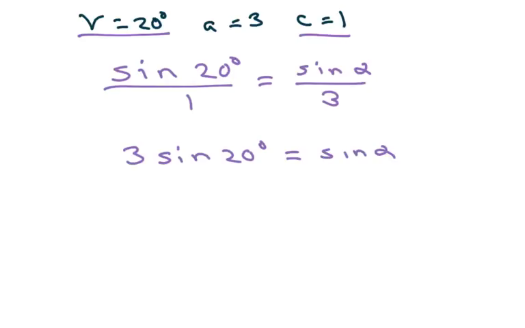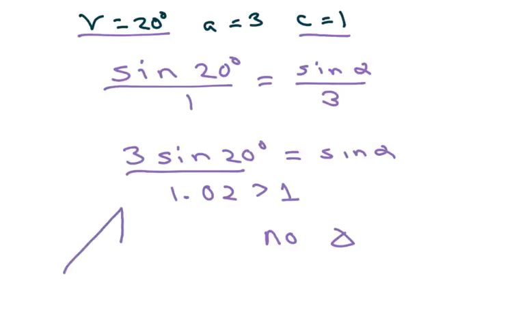3 sine of 20 is 1.02, which is greater than 1. So that means there's no triangle. Again, it's like this side over here, this 3, and this is only 1, and it's way too big to even make a triangle.